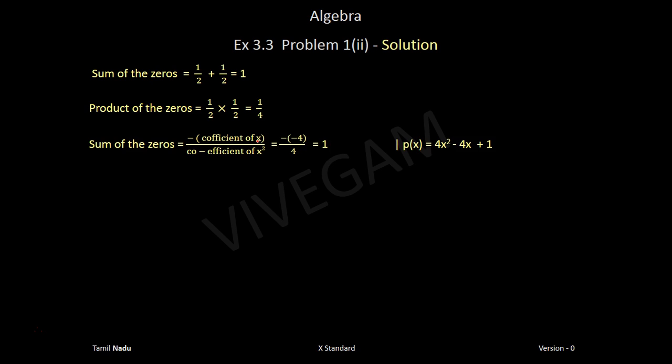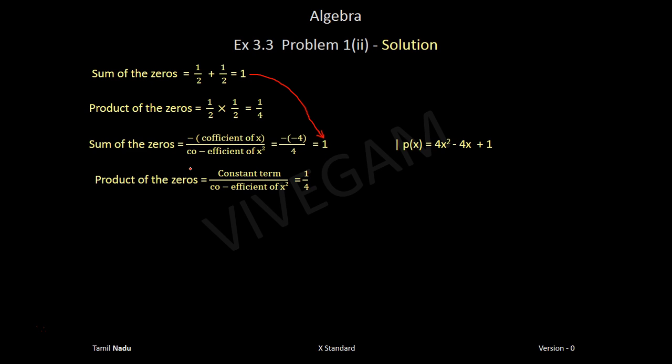Now what's the relationship? The sum of the zeros is negative coefficient of x divided by coefficient of x squared. And what is the polynomial? For easy reference, I've got it here: 4x squared minus 4x plus 1. So the coefficient of x is minus 4. Negative coefficient means minus of minus 4, divided by the coefficient of x squared, which is 4. So it becomes 4 by 4, that is 1. You can see the sum of the zeros, the left hand side, is 1. So this relationship is proven.